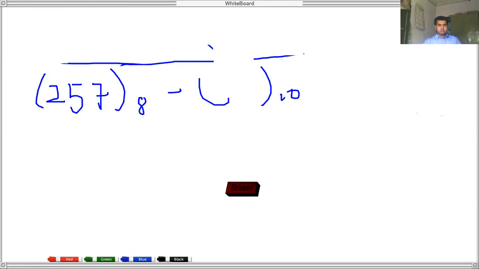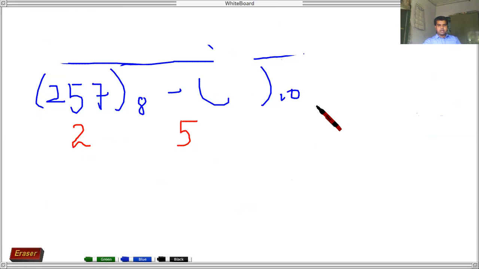What will you do? Divide the number into digits: 2, 5, and 7. The right hand value will always have the lowest power, that is 0. This will have 1. This will have 2. Okay, always start from the right hand side. The right side always has the lowest power. If you move towards the left hand, the power will increase.